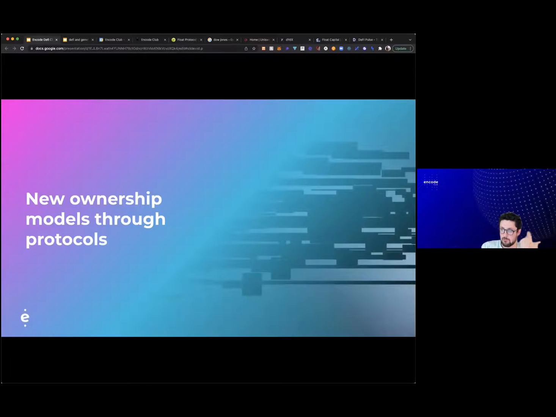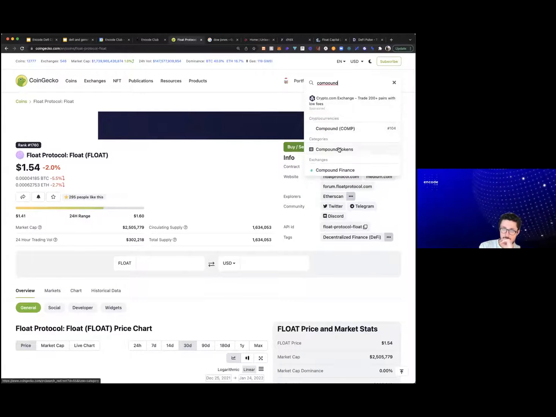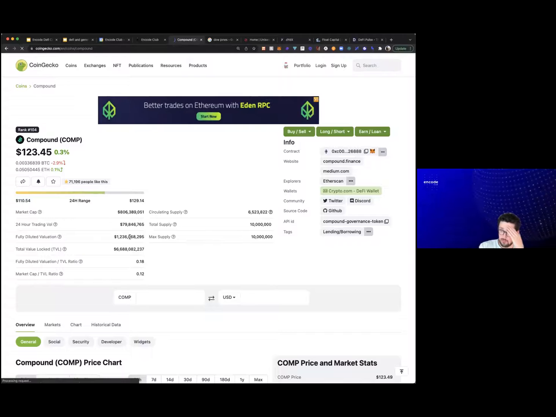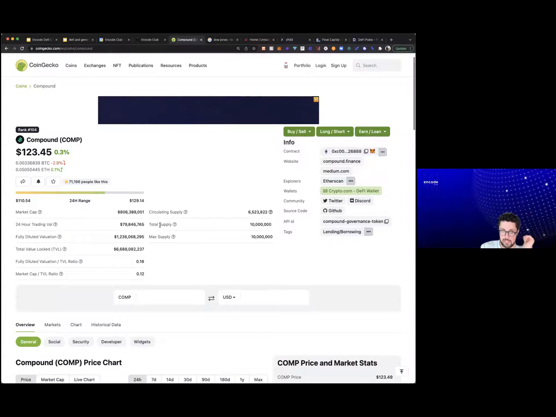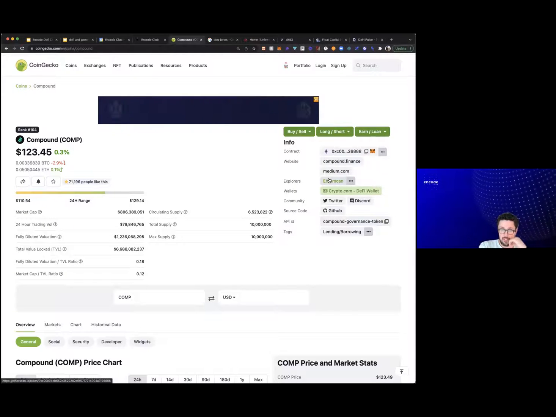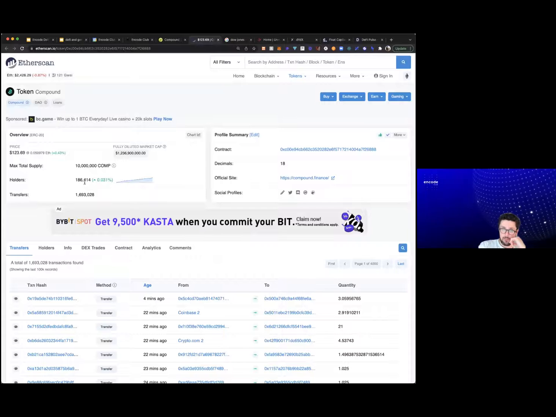A lot of crypto is also enabled through new ownership models through protocols. But if I look at the owners of something like Compound, so this is a lending one, its fully diluted valuation, so if you get all the tokens that launch tomorrow, is 1.2 billion, pretty damn good. Let's also see how many token holders it has. 186,000 holders. That's like having 186,000 shareholders. What this means is it's owned by a lot of people. I don't think any one person would have more than a couple of percent at most, which is a very different way of running a company and the direction of it.